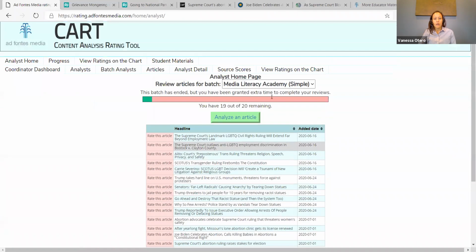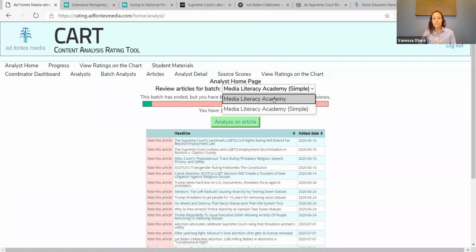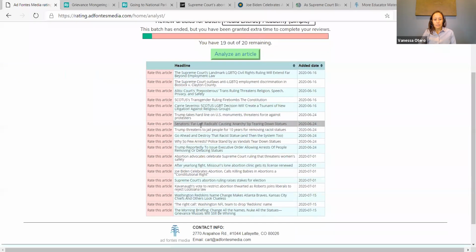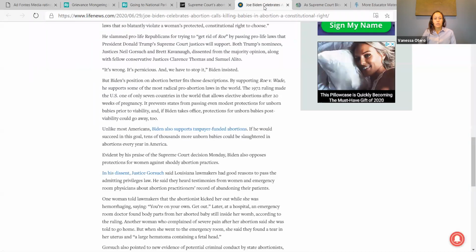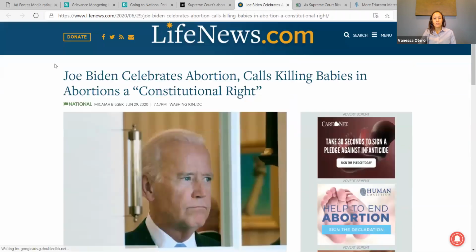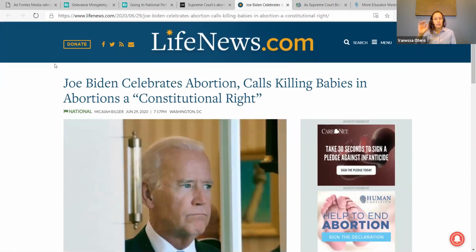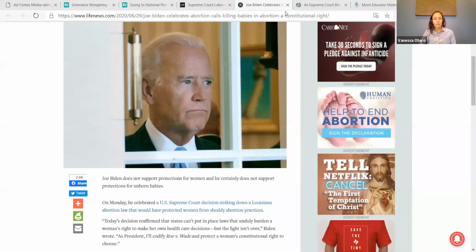Okay, we're back here. So this is under our simple rating methodology. Our more complex one is under this batch, but we're going to stay with simple for right now. Okay, let's go to, all right, this is from Life News. This is a different view, lifenews.com. Their beat is anti-abortion. That's kind of what the whole site is about. So: Joe Biden celebrates abortion, calls killing babies in abortions a constitutional right. And there's a picture of Joe Biden looking sadly out the window.